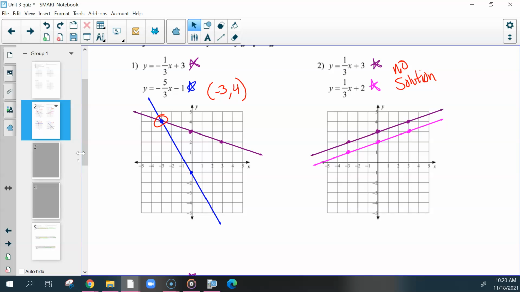Can I retake it? The test replaced the quiz. The test replaced the quiz. We don't retake quizzes.